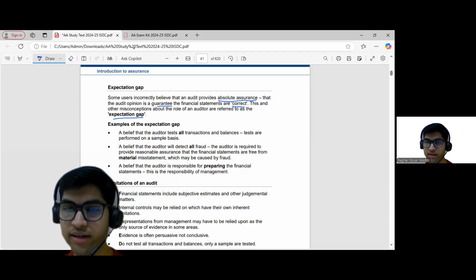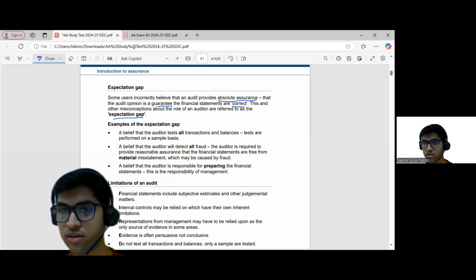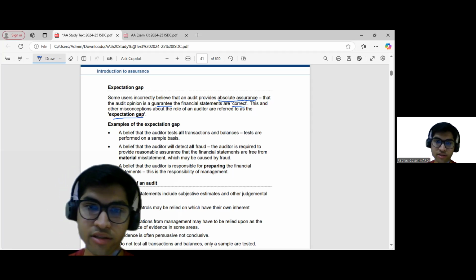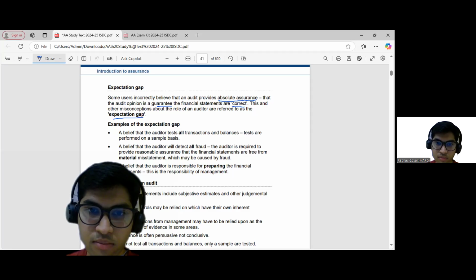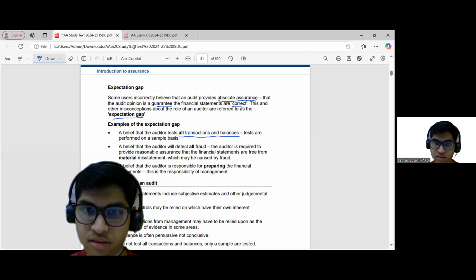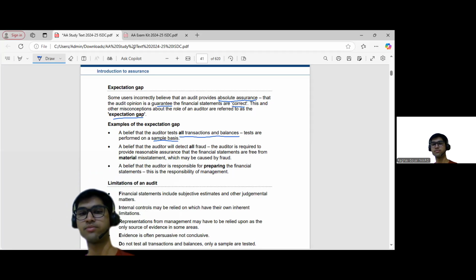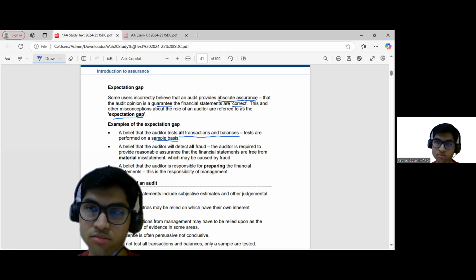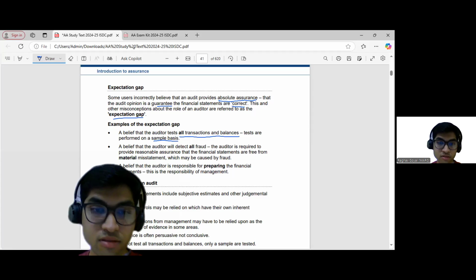The auditor has not provided an absolute assurance. It's just a reasonable assurance that, based on their procedures and their testing, the financial statements are true and fair, and they are not materially misstated. What are the examples of the expectation gap? Belief that the auditor tests all transactions and balances. This is not the case. Tests are performed on a sample basis. It's not possible to test all the transactions and balances. The audit could take 5 years for such large companies.